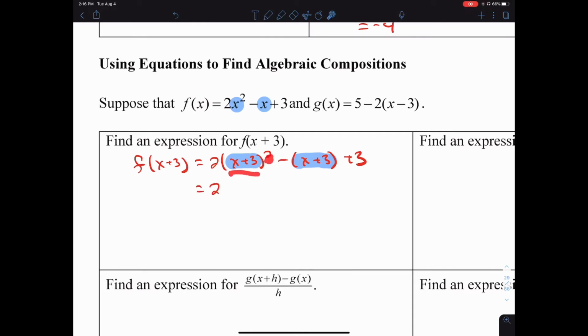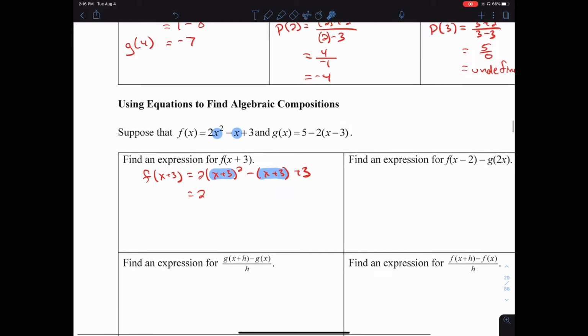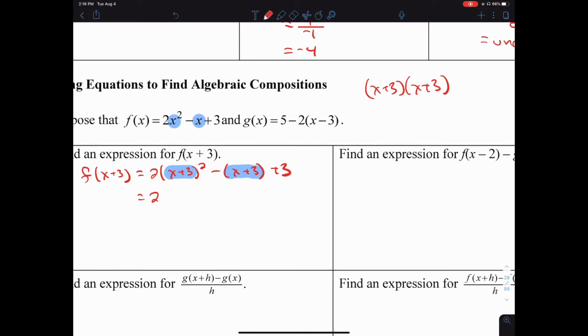X plus 3 squared is 2 binomials. We are multiplying x plus 3 times x plus 3. So we get x times x, which is x squared, x times 3, which is 3x, 3 times x, which is 3x, and 3 times 3, which is 9. If you combine the two middle terms, you end up with x squared plus 6x plus 9. That's a perfect square trinomial.